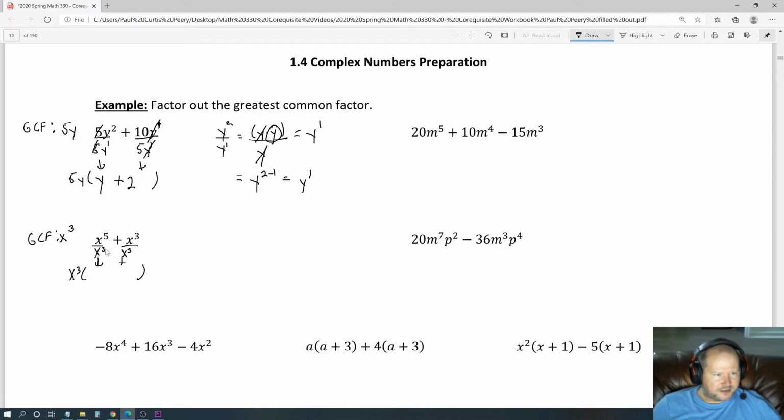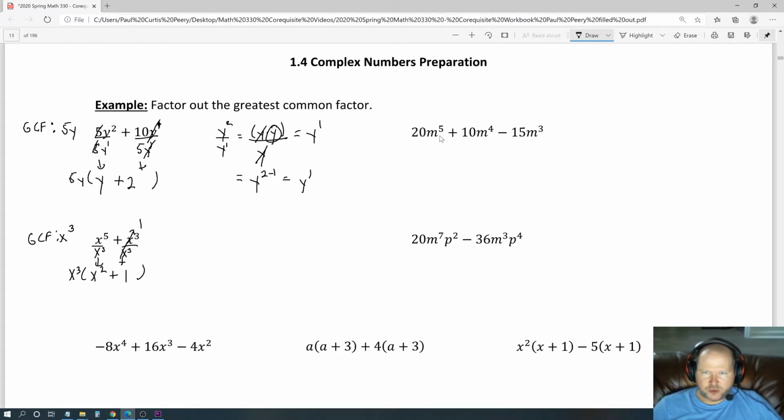So x to the 5th divided by x to the 3rd: 5 minus 3 is 2. X to the 3rd divided by x to the 3rd goes to 1, because anything divided by itself is 1. So we just put a 1 there. And then we're done.